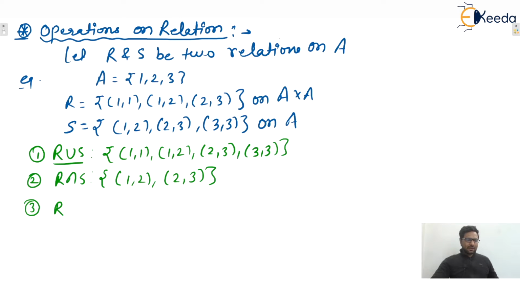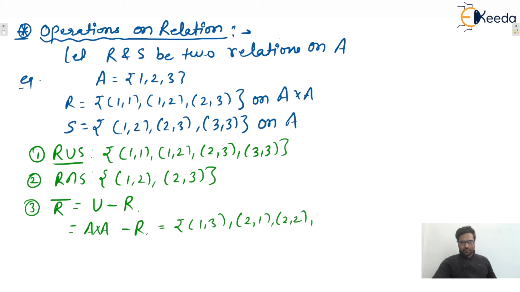Third one, what is the complement here? Complement of a relation means the universal relation minus the relation. Here the universal relation is A cross A minus the relation R. A cross A contains all the possible ordered pairs, and we subtract the ordered pairs which are in R from A cross A. The remaining ordered pairs will be (1,3), (2,1), (2,2), (3,1), (3,2), and (3,3), isn't it?